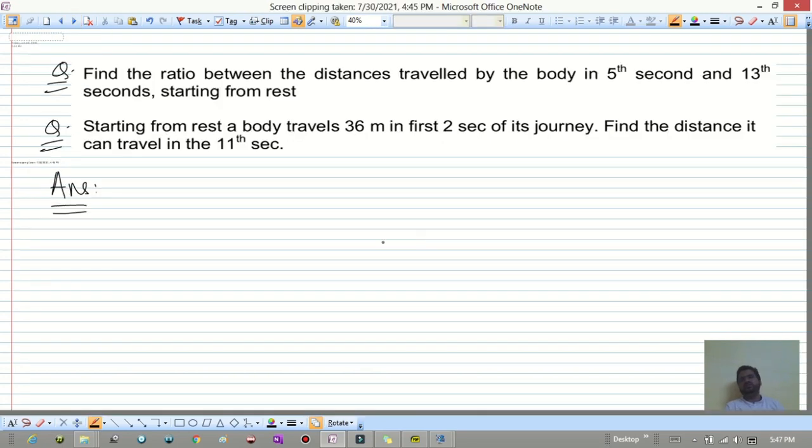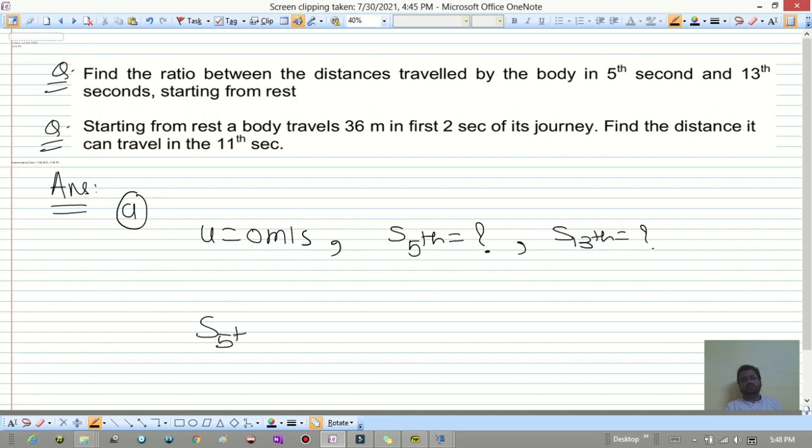Next, find the ratio between distances traveled by the body in the 5th second and 13th second starting from rest. The phrase starting from rest is very important in this question. Starting from rest indicates u is equal to 0 meter per second. We want the displacement, or distance traveled, by the body in the 5th second and in the 13th second.